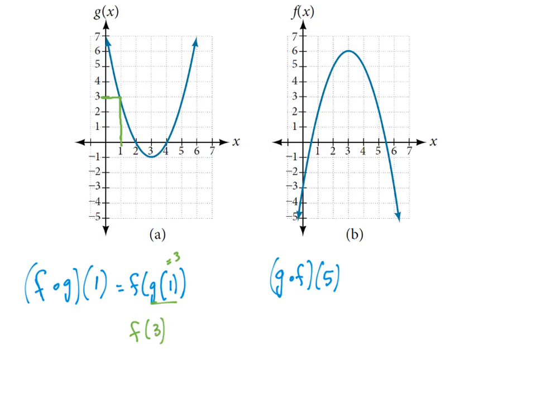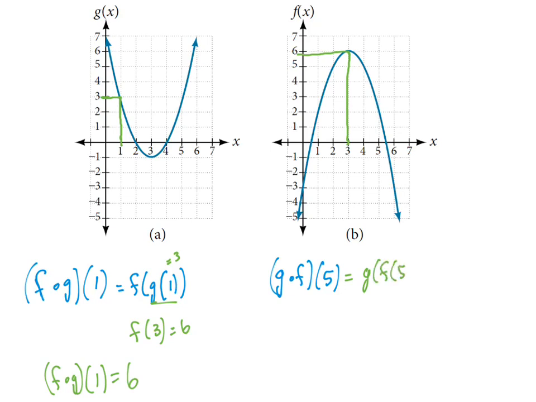So now we need to go to the function on the right, which is the f function. Go over to 3, trace it up, and that's 6. So f circle g of 1 is equal to 6. The next one, we're going to do g circle f of 5.